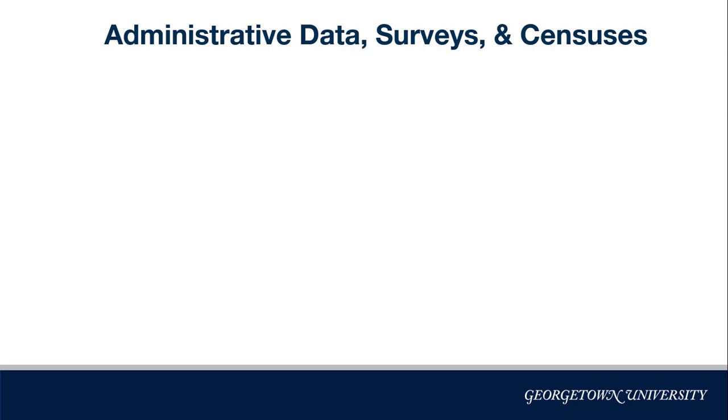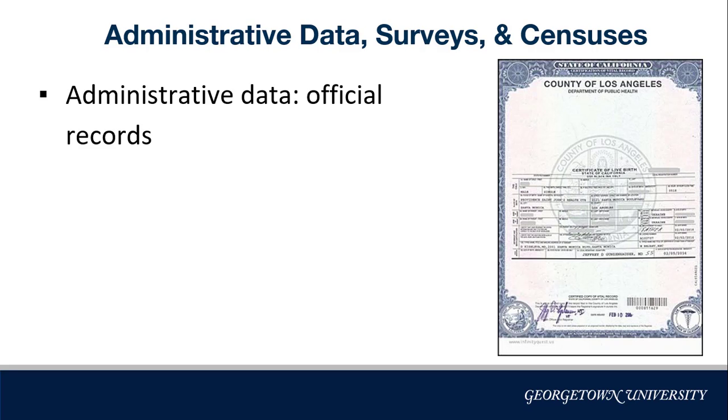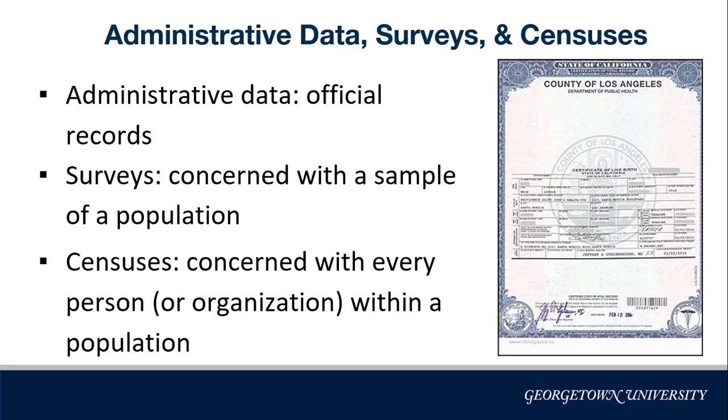One other distinction I want to mention briefly is three major types of social science data collection: administrative data, surveys, and censuses. Administrative data usually refers to official records, such as birth and death records or taxation information. Surveys typically concern a sample of a population, while censuses are concerned with everyone or every institution in a population, like every person or every business organization in the United States.